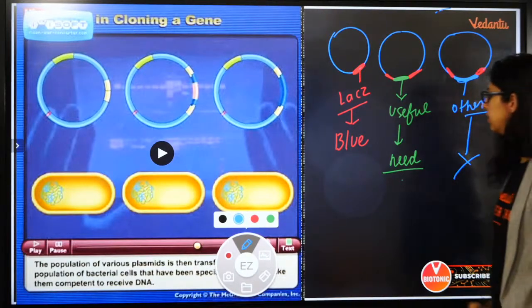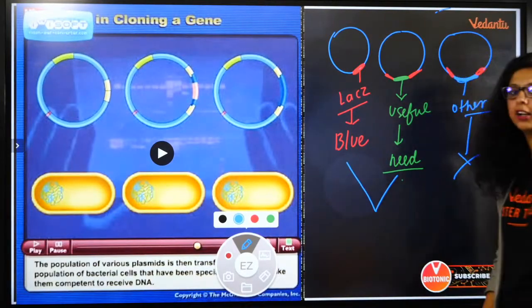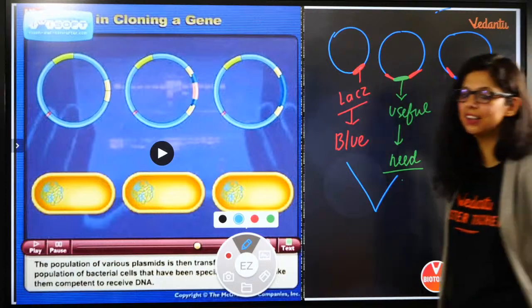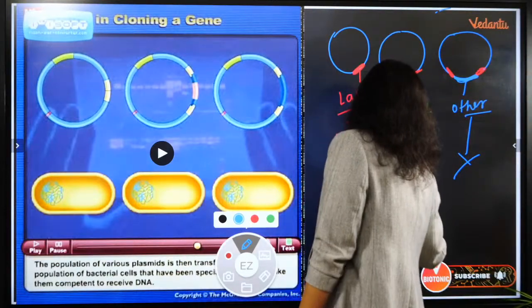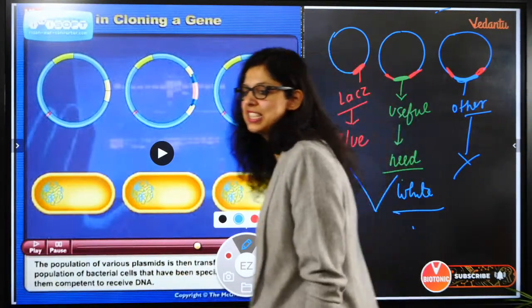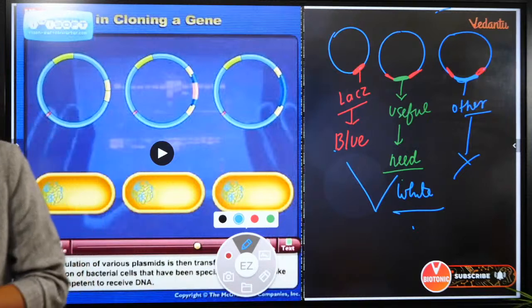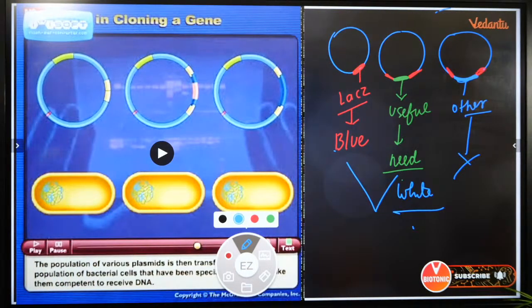I don't need this. So how will I separate them? With the help of white color. This will be blue, this will be white. So simple it is. Yes or no? How many of you understood? Make hearts. Is that clear?